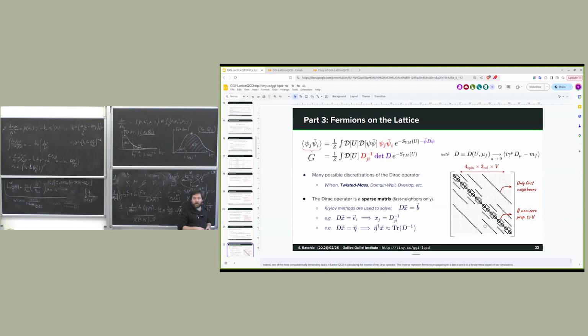How many of you know about Krylov methods? How many of you do applied mathematics? No? Okay, I think this is interesting for you.